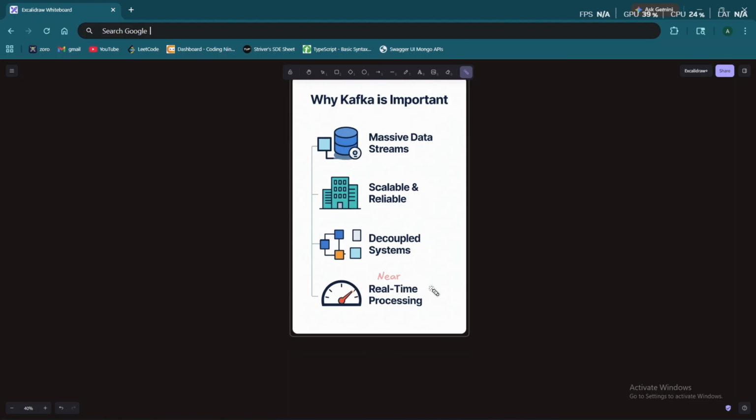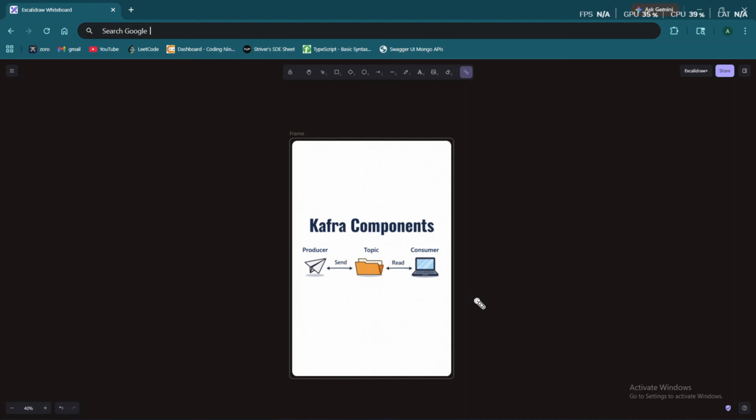Next, it provides near real-time processing, where the data will be processed almost in real time and eventual consistency will be maintained. Now if we move to the key components of Kafka, there is a producer, which produces the message into a Kafka topic, and a consumer, which will subscribe to this topic and read from that topic. These are the main important Kafka components.